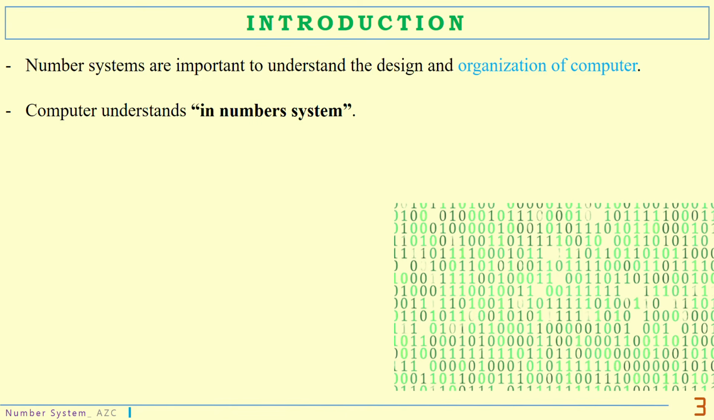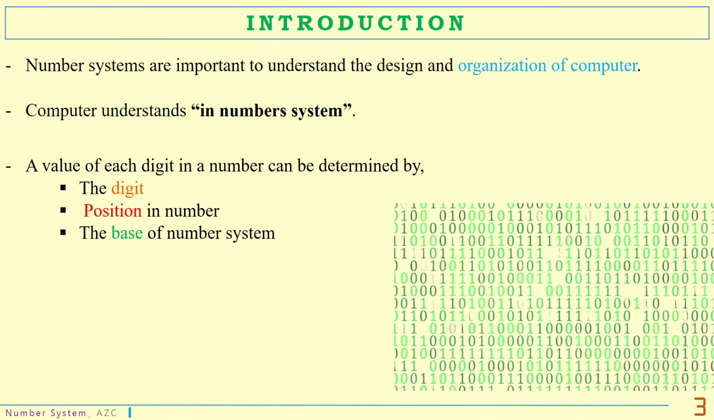Number systems are important to understand the design and organization of computer. Computer understands a number system. The value of each digit in a number can be determined by the digit, the position in number, and the base of the number system.